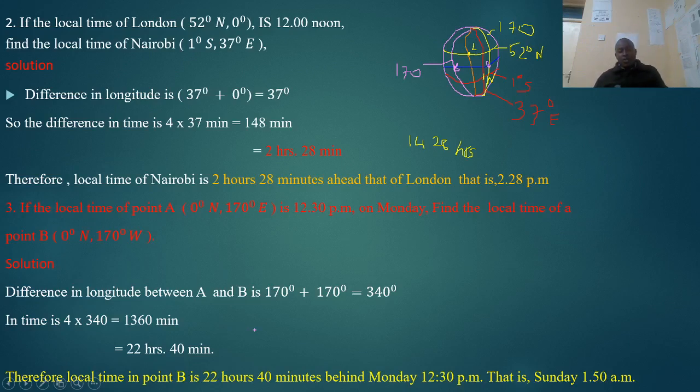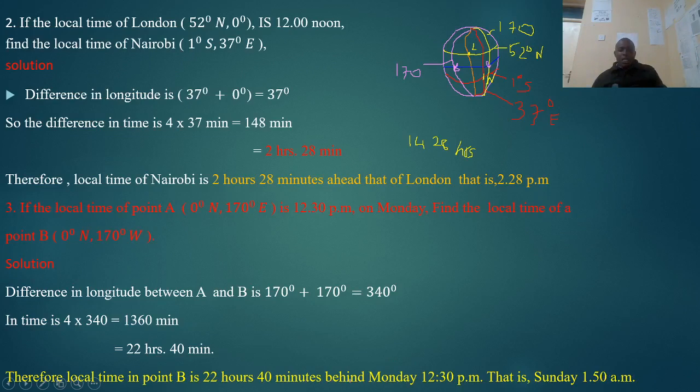60 minus 10, you remain with 50. So 50 remain with 23. If you minus 10, you remain with 1350. And 1350, that was on Sunday. That is the previous day, Sunday, 1350, which is the same as 1:50 a.m.